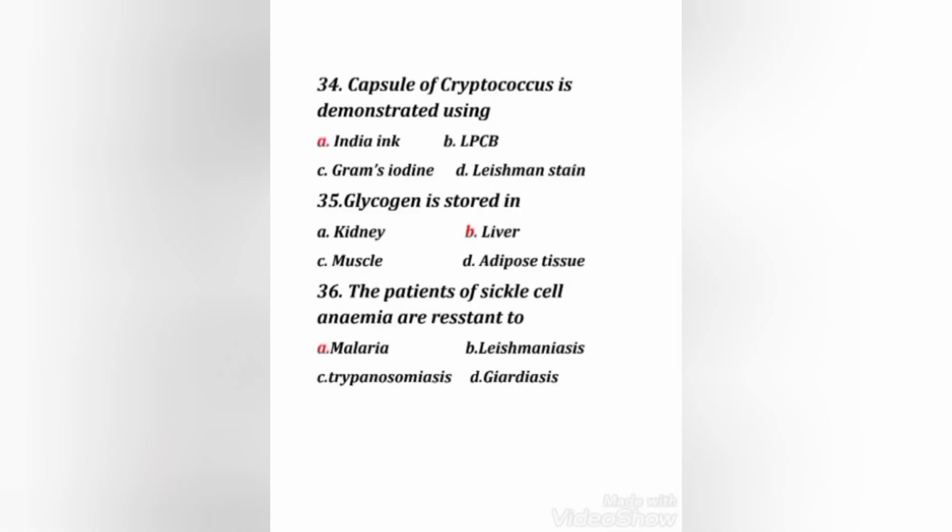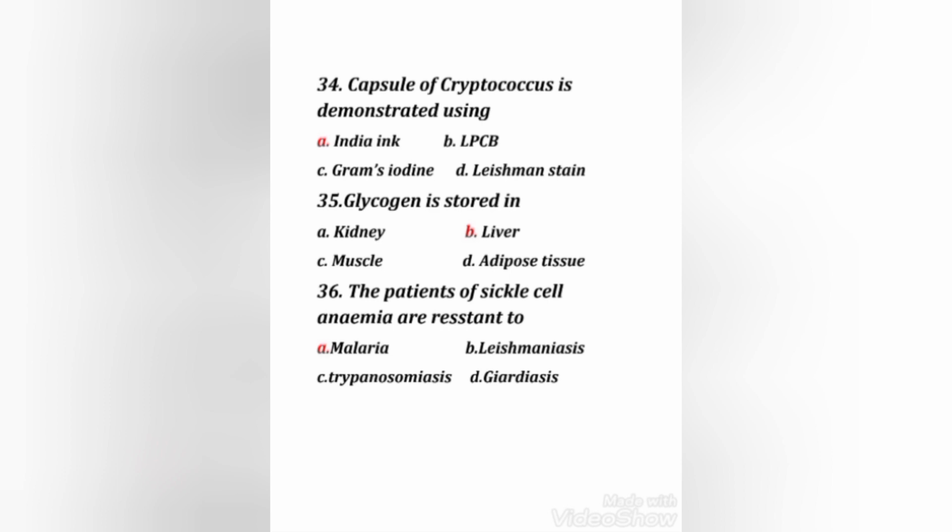Next question. Capsule of Cryptococcus is demonstrated using India ink, lactophenol cotton blue stain, Gram stain, Leishman stain. Here the right answer is option A, India ink. When stained with India ink, the capsule is seen as a clear halo around the microorganism against the black background. Next question. Glycogen is stored in kidney, liver, muscle, adipose tissue. Right answer is option B, liver. Glycogen is a readily mobilized storage form of glucose and it is stored in liver.